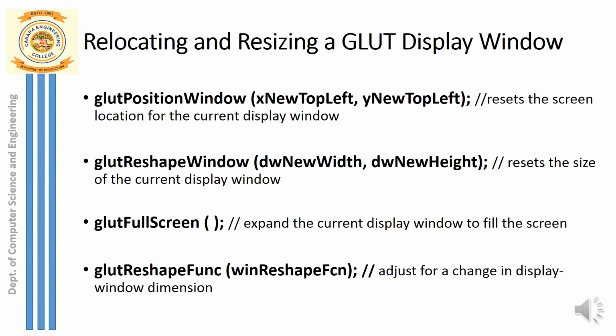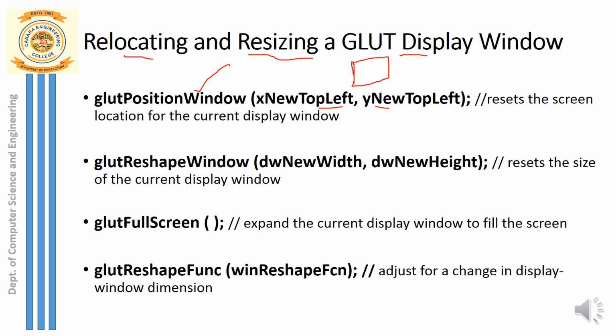Let's move on to relocating and resizing a glut display window. Let's discuss the OpenGL functions required to relocate and resize a glut display window. The first function to do that is glutPositionWindow. What is this glutPositionWindow? You can see the two parameters passed to it: the x coordinate and the y coordinate. It's nothing but the leftmost x coordinate and y coordinate.